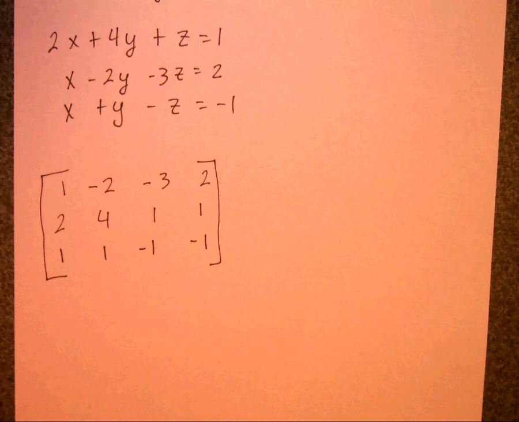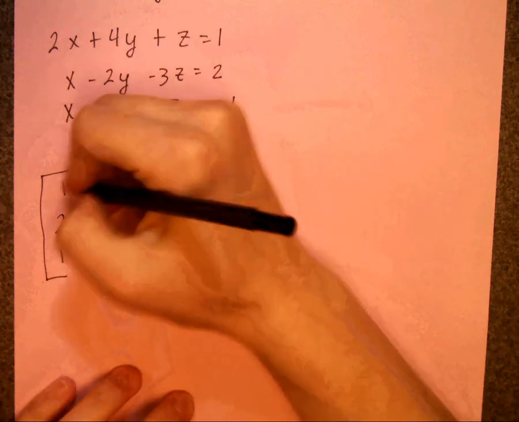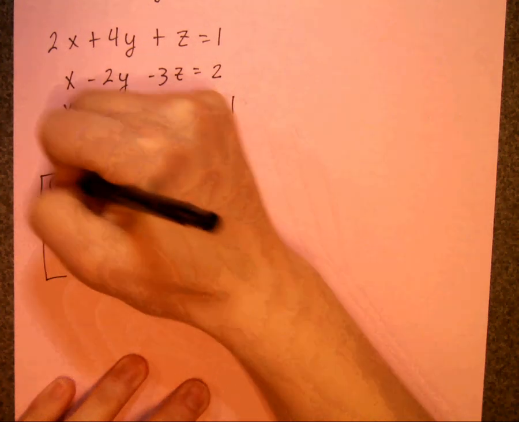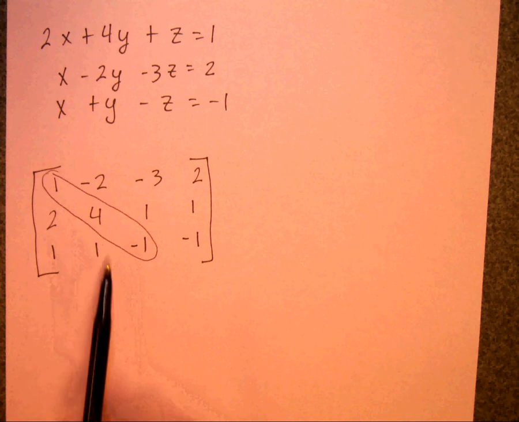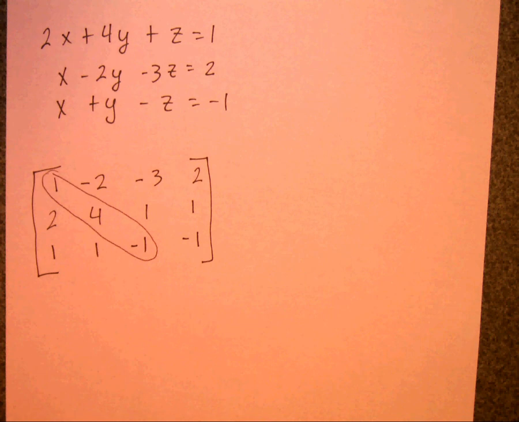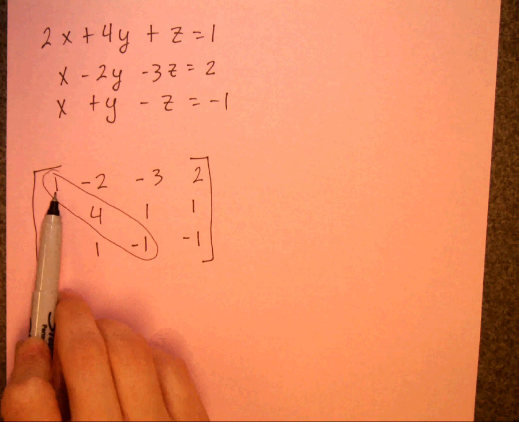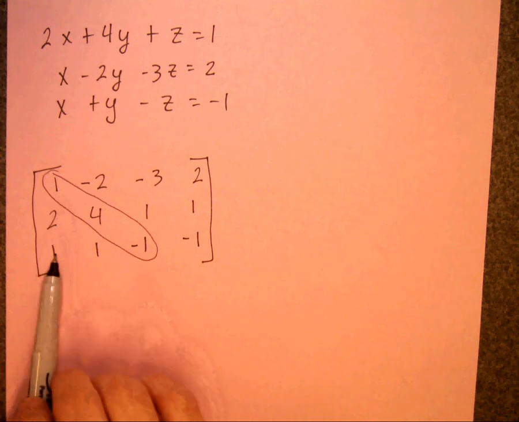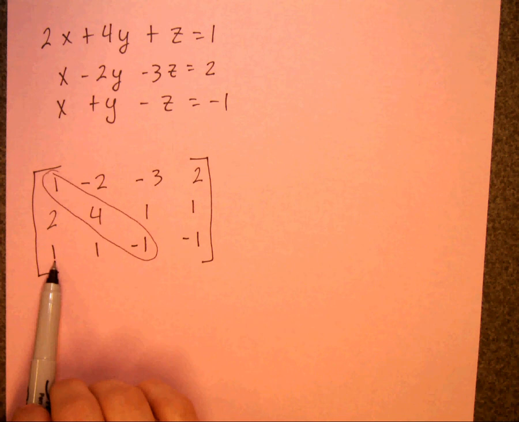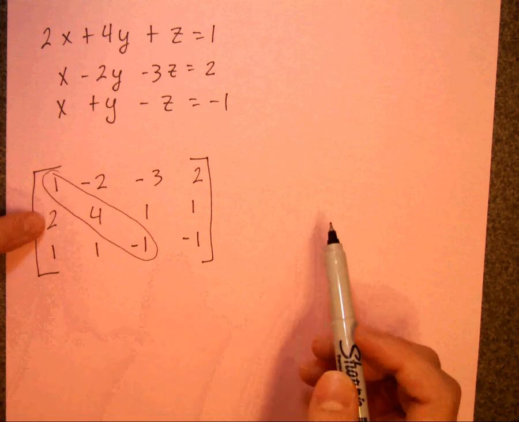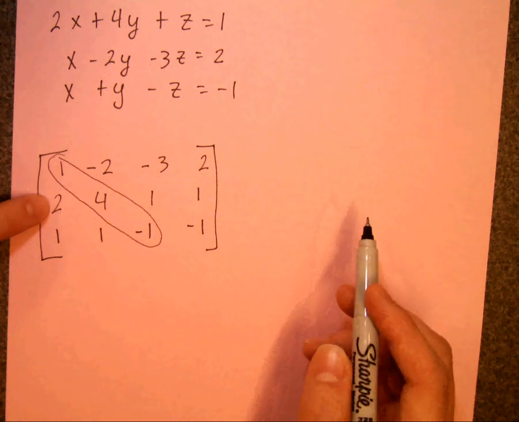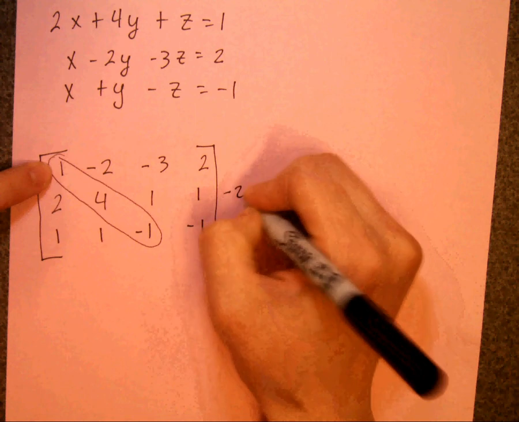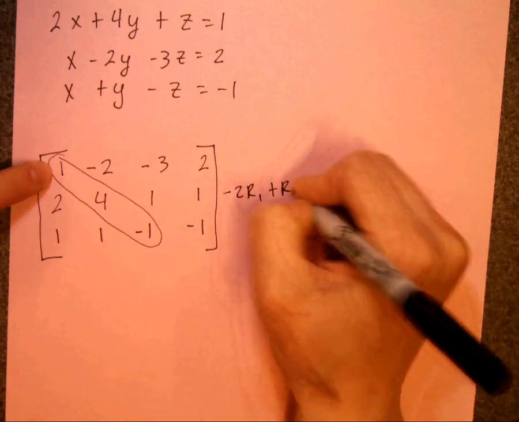Again, we need the values along this diagonal to be 1s. That's going to be our end goal. Make these 1s, and then we'll use elimination to make everything below them 0s. The first piece is already 1, so now I'm going to use elimination to make everything below it 0. For the second row, I have a 2, so I need a -2 to make it cancel out. I'm going to multiply that first row by -2 and add that to the second row.